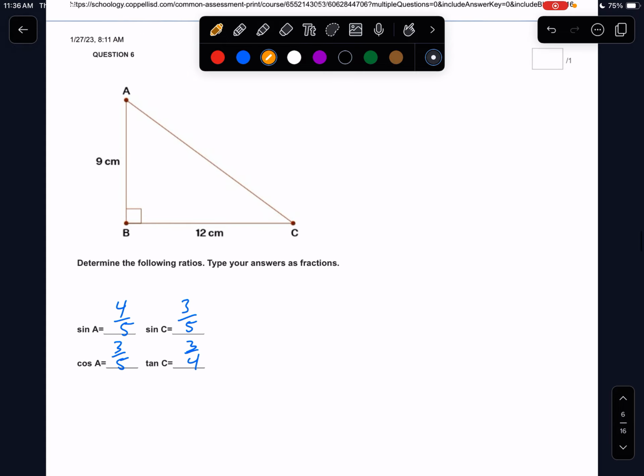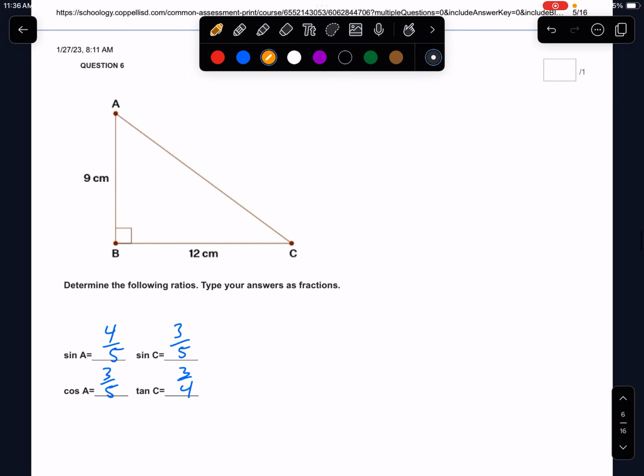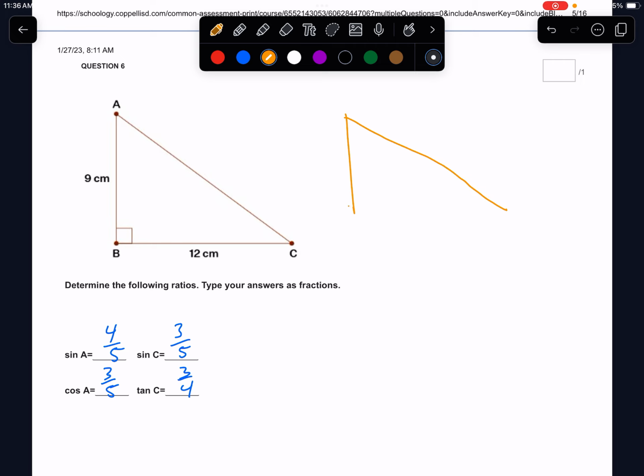All right. Determine the following ratios. So if you're just doing ratios, I always recommend just reducing the entire triangle right away because your ratios need to be fully reduced. 9 divided by 3, 12 divided by 3, there's my hypotenuse. So the sine of angle A would be opposite over hypotenuse, 4/5. The sine of angle C would be opposite over hypotenuse, 3/5.